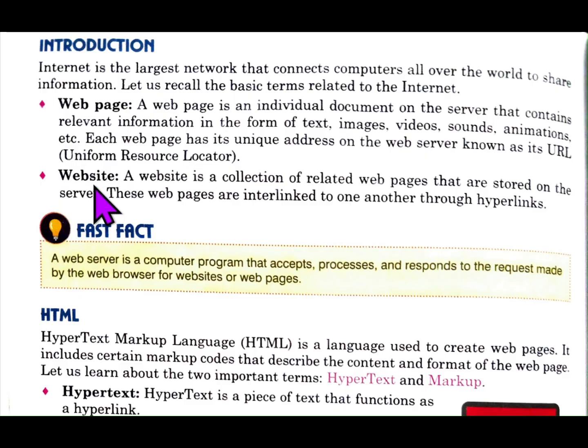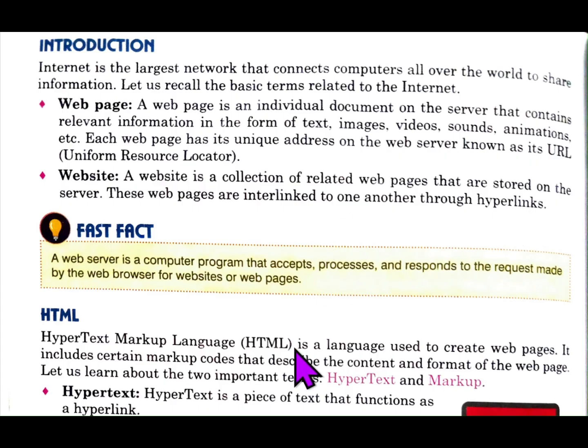Next one is website. A website is a collection of related web pages that are stored on the server. So a website is a collection of all these web pages. These web pages are interlinked to one another through hyperlinks. When we click on one hyperlink, we go to another linked page.